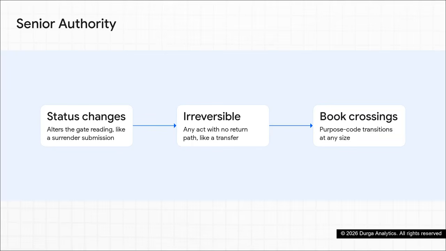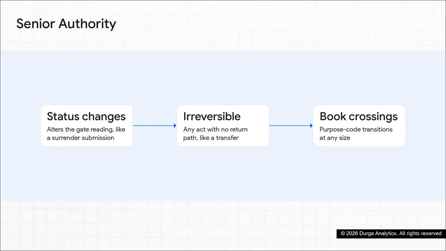First, status changes that alter the gate reading, like a surrender submission. Second, irreversible acts with no return path, like a California compliance account transfer. And third, book crossings, those purpose code transitions that fundamentally change the nature of the obligation, regardless of how big or small they are.